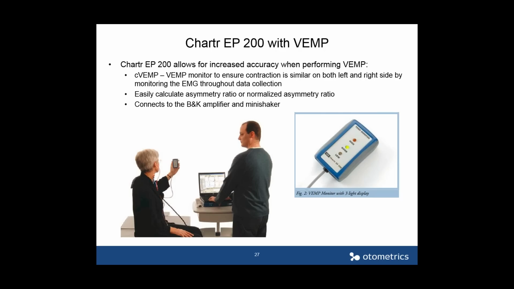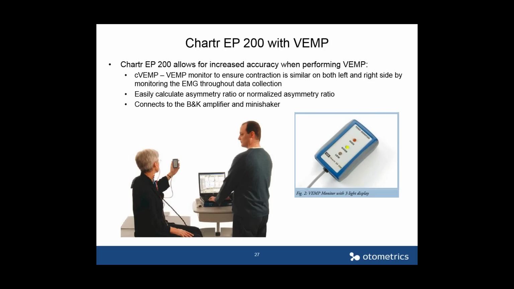And what we know about cervical VEMPs is that they're affected by the contraction of the neck muscle. So if you have more contraction, you're going to get a larger amplitude. If you have less contraction, you're going to get a smaller amplitude. So in order to compare the left side and the right side, you want that contraction to be the same on both sides, because you don't want to get an artificial unilateral difference just because they didn't contract or turn their head the same degree on both sides. And so what the VEMP monitor does is it helps you make sure that that contraction is the same.